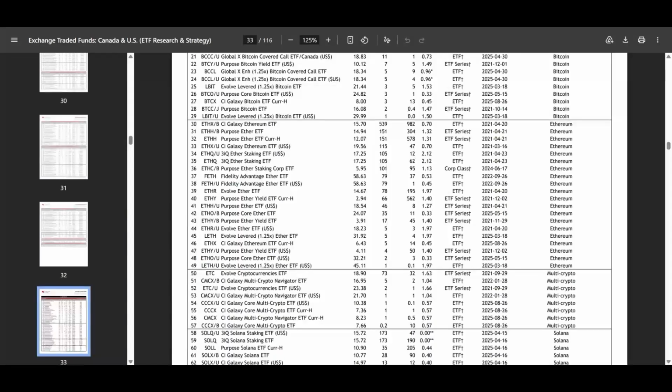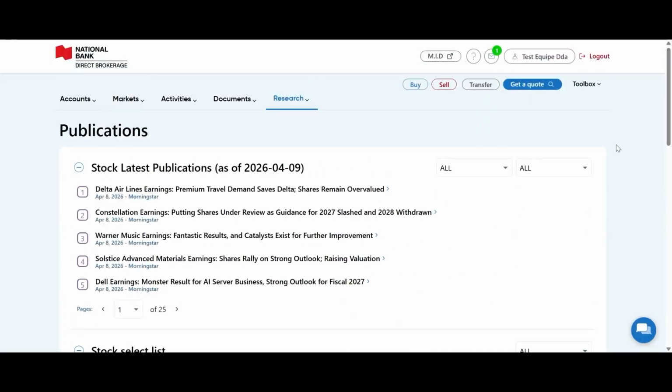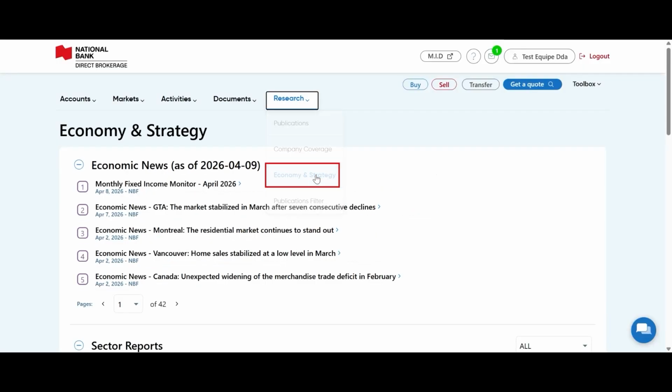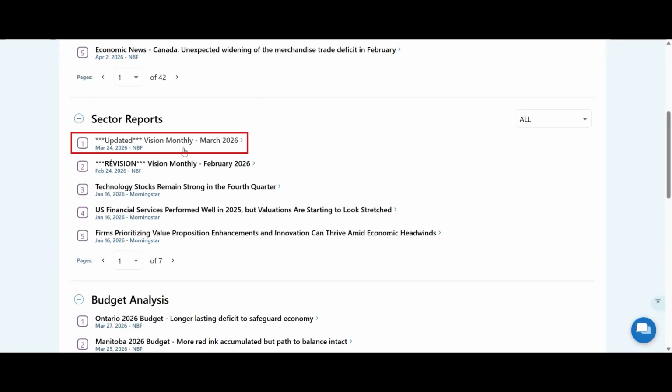Now, another publication that I want to highlight is for those who want to do a little bit more research on the overall economy and certain sectors. Take a look under the Research tab again, under Economy and Strategy. There is a particular report that you'll find interesting, and this is the Vision Monthly Report. And it should look something like this.